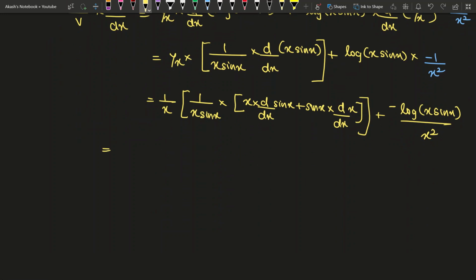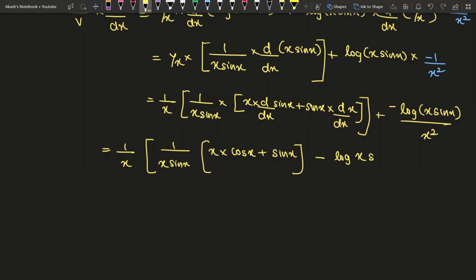Fine. So for the next part, we will keep the 1 by x outside itself. 1 by x into 1 by x sin x into x into derivative of sin x, which is cos x. Derivative of cos x is minus sin x; derivative of sin x is cos x, plus sin x into dx by dx. Derivative of x is 1. So it is equal to x cos x plus sin x, minus logarithm of x sin x divided by x square.